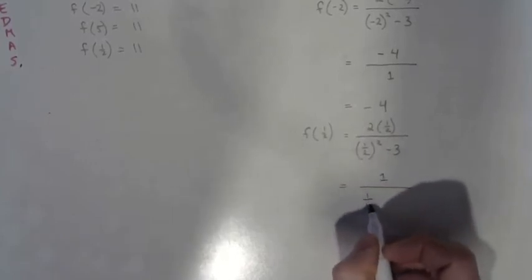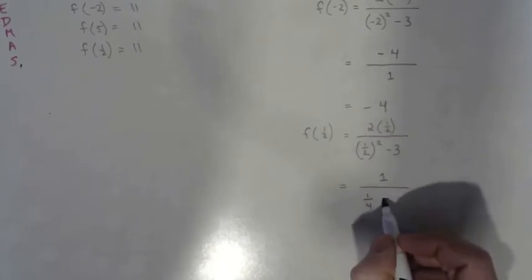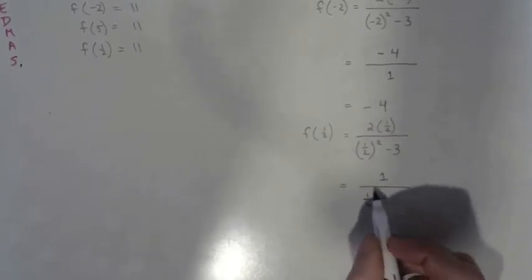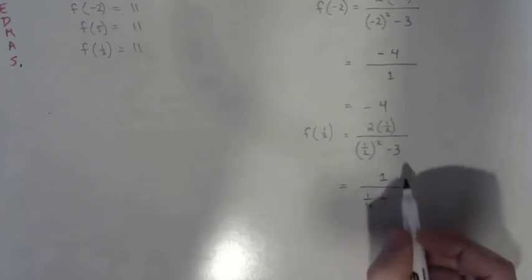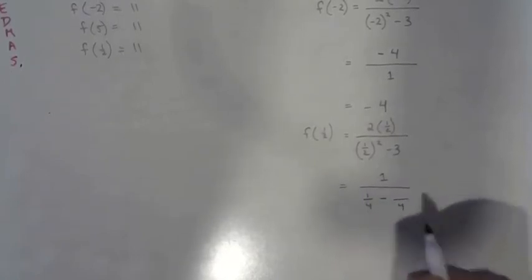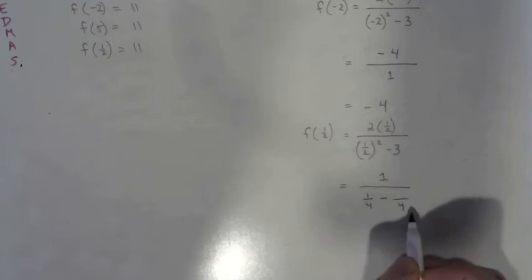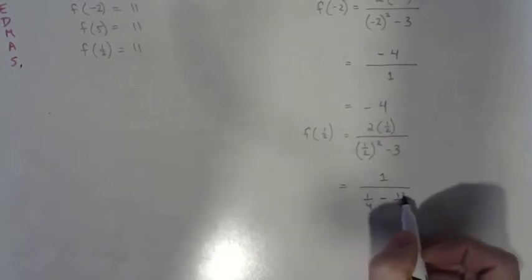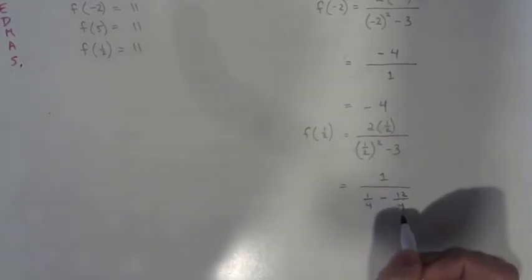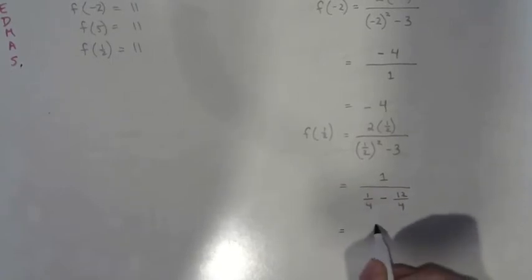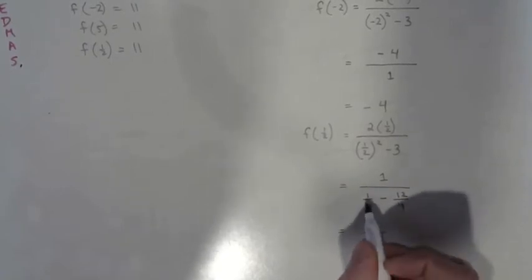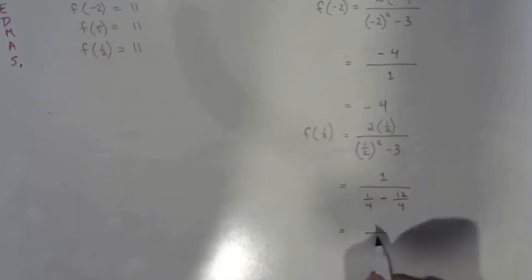I'm going to do this one in 2 steps. I've got 1/4 minus, and now remember, because I have addition and subtraction, I don't want 3 as is, I want 3 expressed as a fraction over 4. Well, what fraction over 4 is the same as 3? It's going to be 12/4. I need 12/4 in order to have 3 wholes. What happens here? I've got 1 over 1 minus 12. That's -11/4.